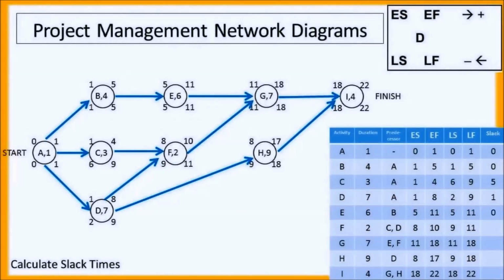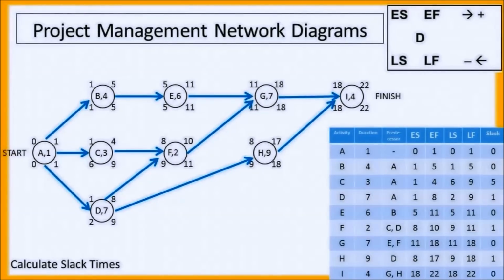For task E, 11 minus 11 is 0. 5 minus 5 is 0. Task E has a slack of 0. For task F, 11 minus 10 is 1. 9 minus 8 is 1. Task F has a slack of 1. For task G, 18 minus 18 is 0. 11 minus 11 is 0. Task G has a slack of 0. For activity H, 18 minus 17 is 1. 9 minus 8 is 1. Activity H has a slack of 1.